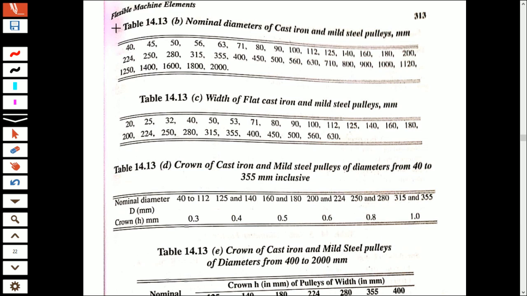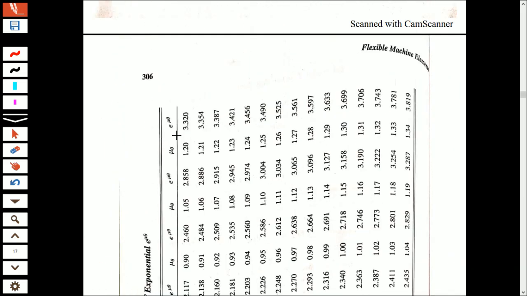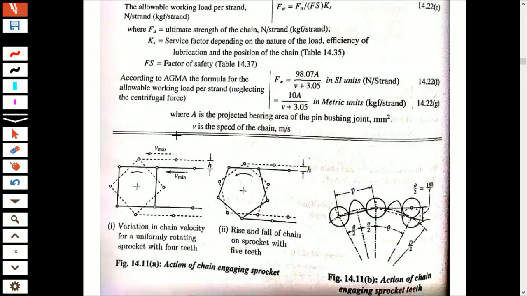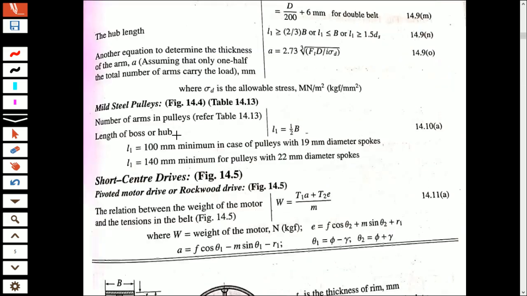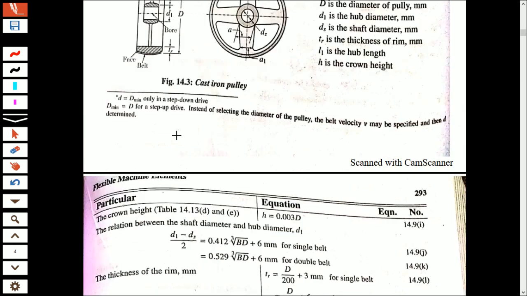If you have a value, you can use this particular table for standardizing the value and select a standard value. Here there is also a table for the width of the pulley, which I will explain right now. So that table can be used to find out the standard size of the diameter of the pulley.